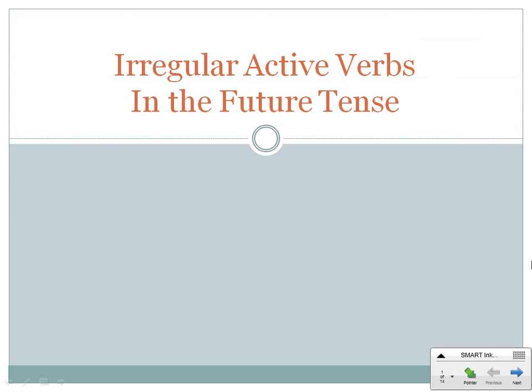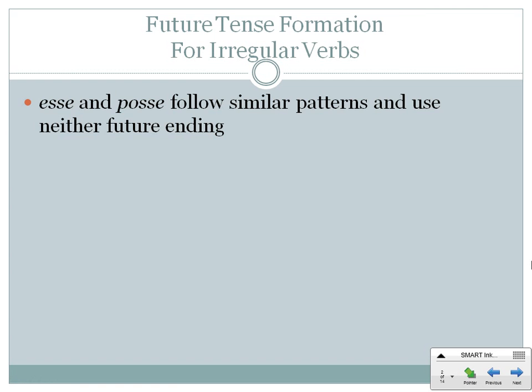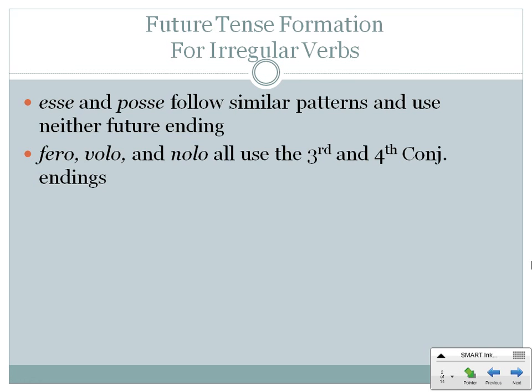Irregular active verbs in the future tense form just as irregularly as those in the imperfect and present tenses. However, there is the added fun of our future tense, with the first and second and the third and fourth declensions both having different sets of endings. Now, esse and posse will follow similar patterns as they do in both the present and imperfect tenses, and use neither the future endings from the first and second nor the third and fourth conjugation groups.